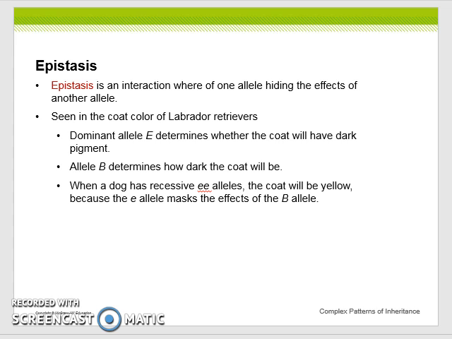Epistasis is an interaction where one allele hides the effects of another allele. Seen in the coat color of Labrador retrievers, the dominant allele E determines whether the coat will have a dark pigment, while allele B determines how dark the coat will be. When a dog has homozygous recessive alleles, ee, the coat will be yellow, because the e allele masks the effect of the B allele.